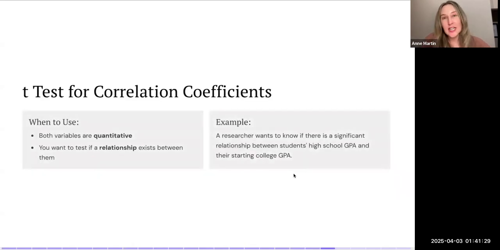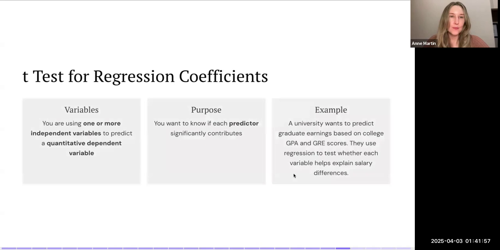We also have t-test for correlation coefficients. So we've talked about correlation coefficients quite a bit. And so the t-test would tell you if it is a significant correlation or not. So again, this would be both variables are quantitative, and you want to understand, is there a statistically significant relationship between them, such as high school GPA and college GPA would be an example.